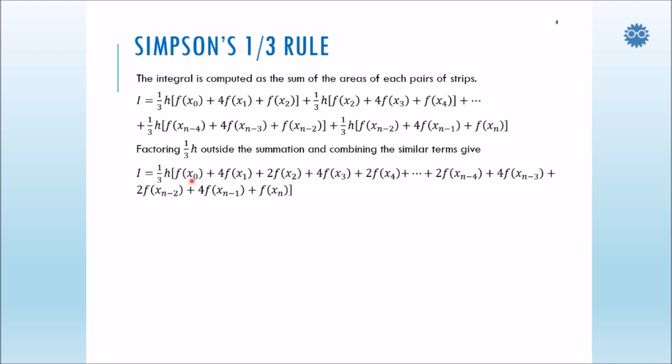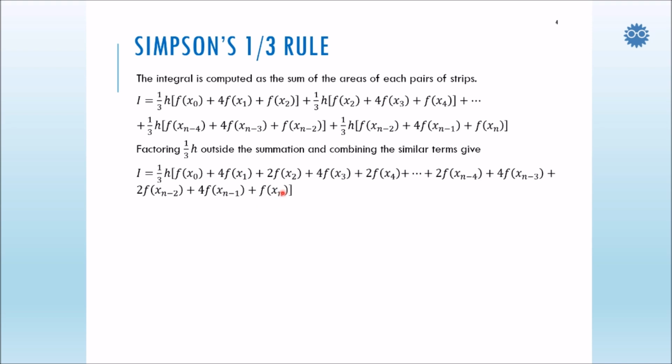First, the factors multiplied by f of x sub 0 and f of x sub n are one. So here we have one, and here we have one. That means we only have these two terms multiplied by the factor equal to one. The second thing we should notice is that the values of the function corresponding to x having odd subscripts, for example, x sub 1, x sub 3, x sub 5, until we get, for example, x sub n minus 1.